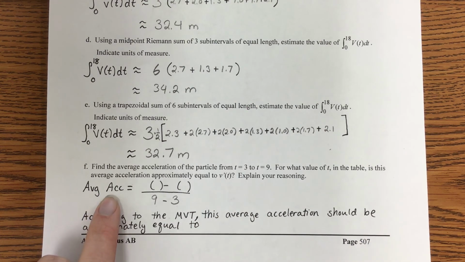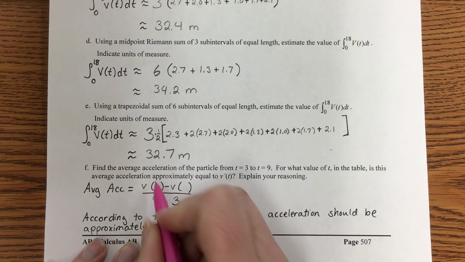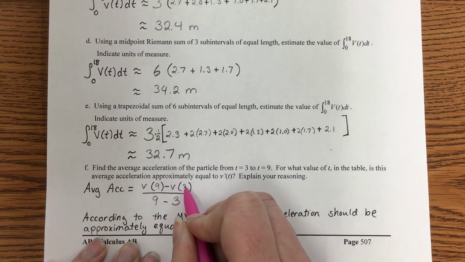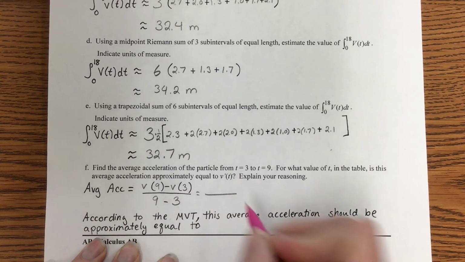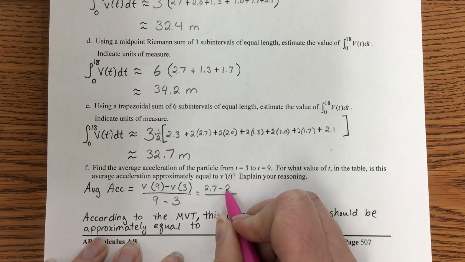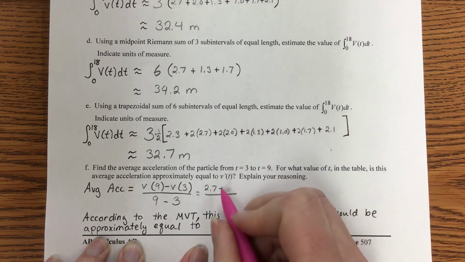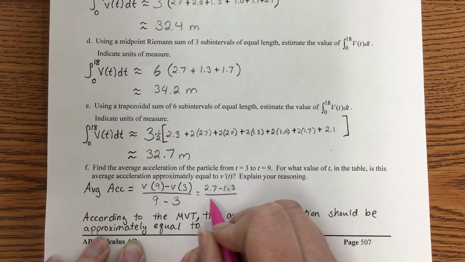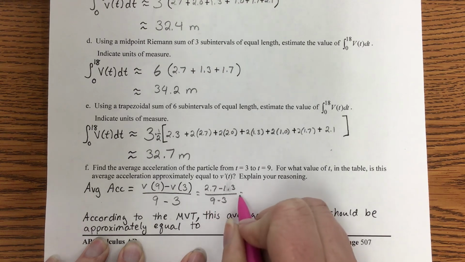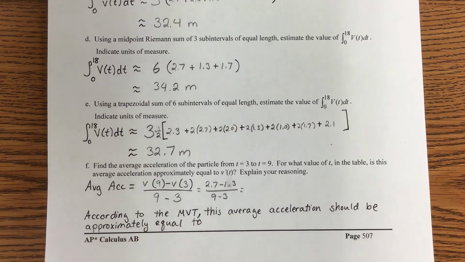Acceleration is the slope of velocity. So we need velocity values up here on the top. So this is v of 9 minus v of 3. And this equals 2.7 from the table minus 1.3 from the table, all over 9 minus 3. And this reduces to, oops, I got that backwards.